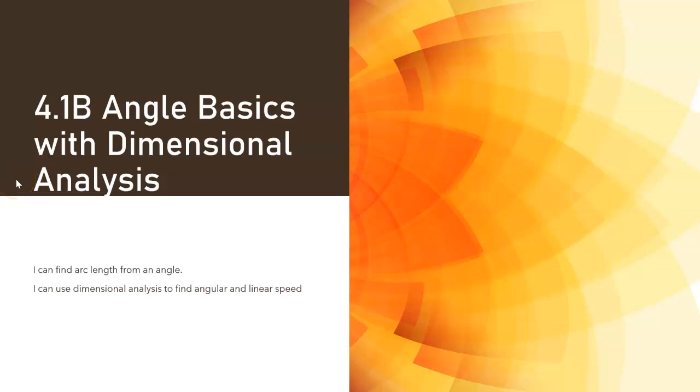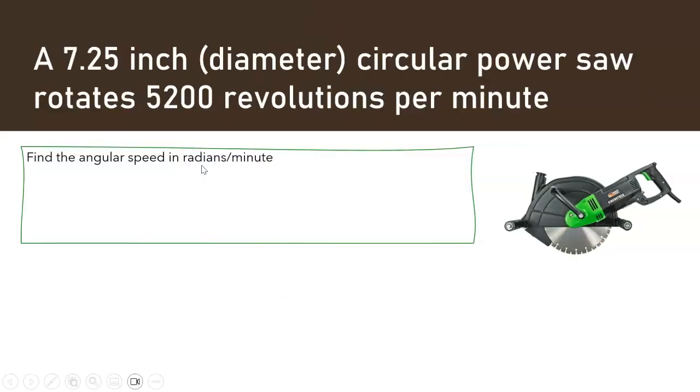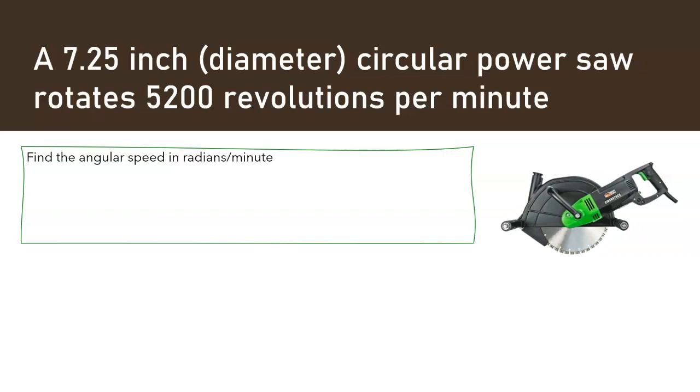The second part of this lesson is just some examples of how to use dimensional analysis to answer questions in context. So the context here is I have a circular power saw and it's rotating at 5,200 revolutions per minute. So this blade is spinning around 5,200 times per minute. First question is find the angular speed in radians per minute.